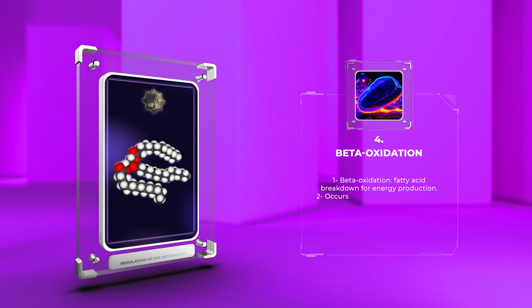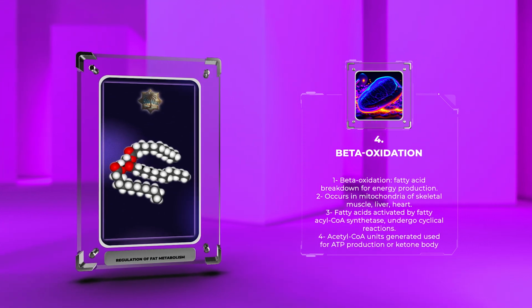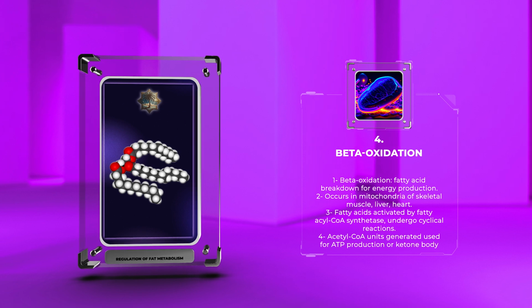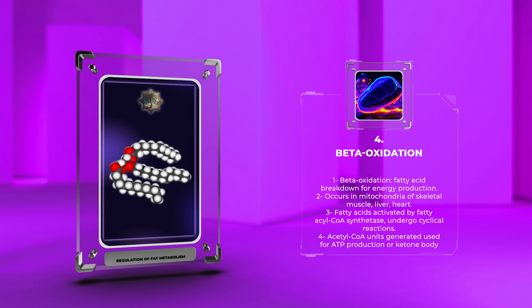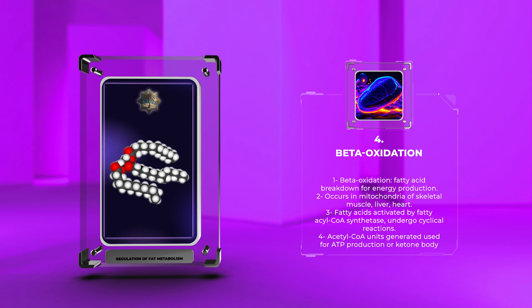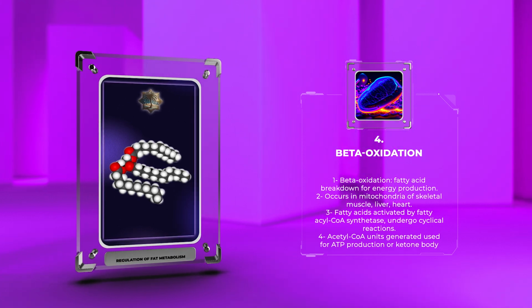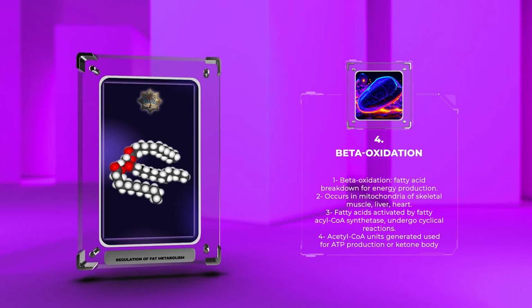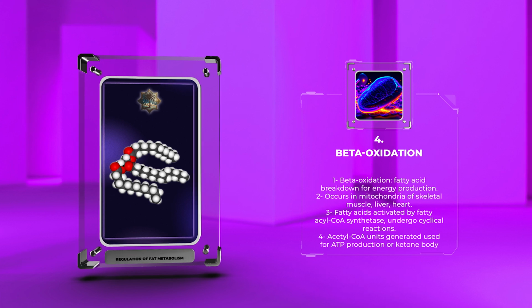Beta oxidation is the process by which fatty acids are broken down into acetyl-CoA units for energy production. This vital process occurs in the mitochondria of various tissues, including skeletal muscle, liver, and heart. The first step of beta oxidation involves the activation of fatty acids by fatty acyl-CoA synthetase, resulting in the formation of fatty acyl-CoA molecules. These molecules then undergo a cyclical series of reactions involving oxidation, hydration, oxidation, and thiolysis, leading to the production of acetyl-CoA units.